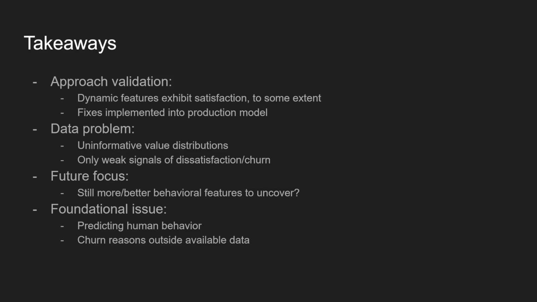Then the data problem, which was a big one for me. The value distributions were quite uninformative, so we encountered a lot of zeros in the values, even for situations where the contracts churned. So there were only quite weak signals of this dissatisfaction, which obviously makes the prediction more difficult. In the future, there might still be better features that describe the dissatisfaction and the behavior leading to churn. So that is still under development.